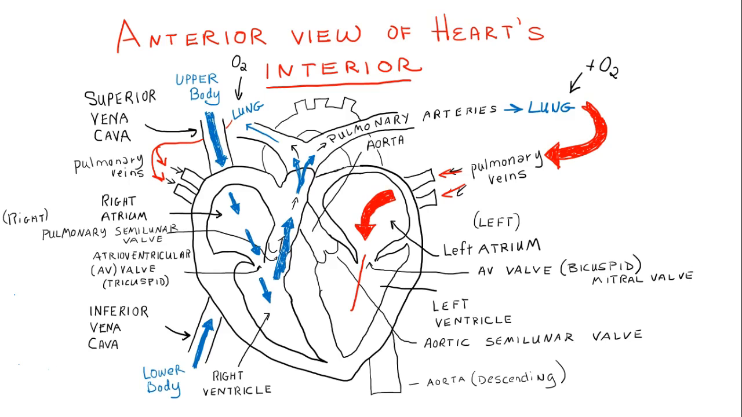And from the left atrium, the blood will go through the bicuspid or mitral valve into the left ventricle. And from the left ventricle, the blood will head up through the aortic semilunar valve into the aorta. And then from the aorta, the blood is going to go to the upper body and also head down through the descending aorta to the lower part of the body.